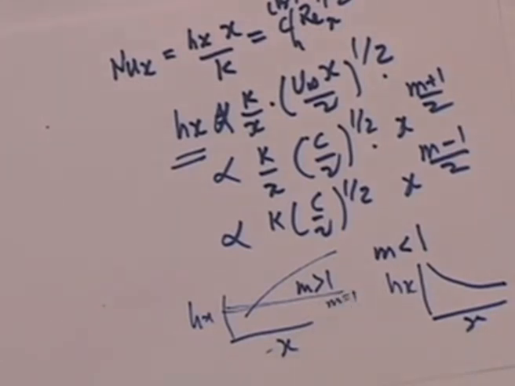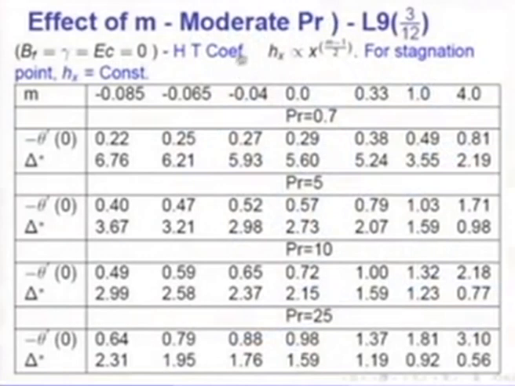Now, this is a very, very important point to remember, that for stagnation point flow, heat transfer coefficient is essentially constant. You will recall that we had also seen that delta 2 star and delta 1 star, etcetera, all the thicknesses are also constant for a stagnation point flow. So, let us look at this then, the solutions for showing the effect of m at any one Prandtl number.